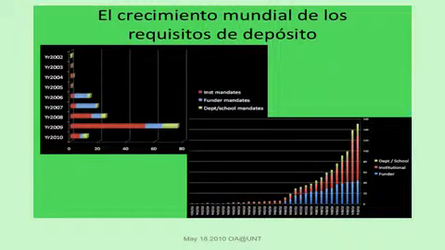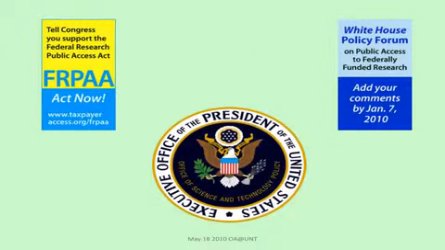The growth of mandates I've already mentioned. There are funder mandates, institutional mandates, and departmental mandates. They're now at about 167 overall. There are also many in the works. We heard about Senator Cornyn's FRPAA. There's also President Obama's initiative for this, which would have the same effect.